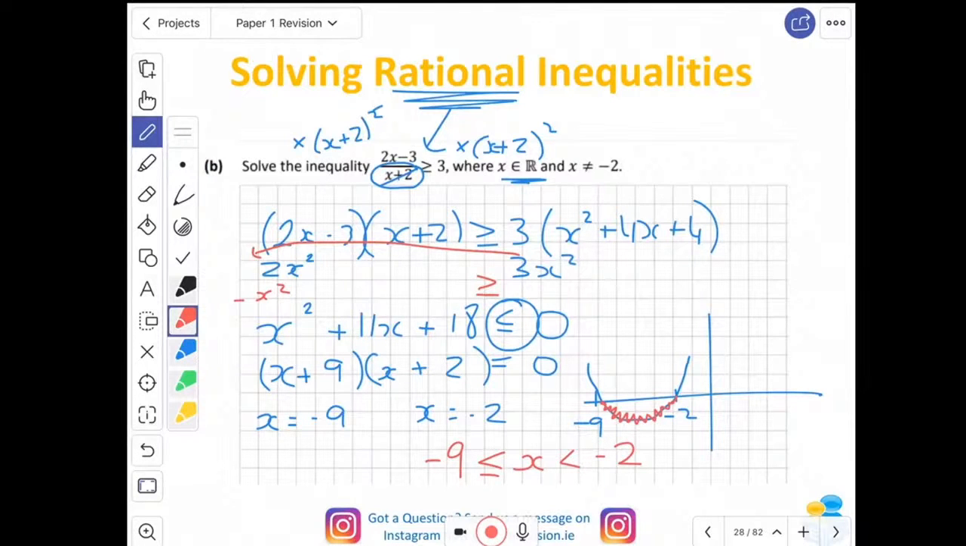Now, just a little side note, generally speaking, you're always going to put the equals to sign underneath because that's what we had in our inequality. But just in this question, it said x cannot equal minus 2. So therefore, that's going to be your final answer there.